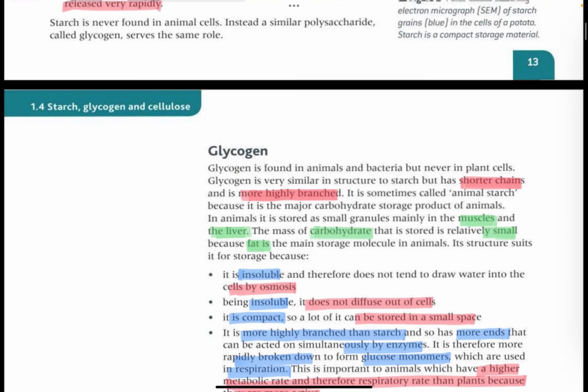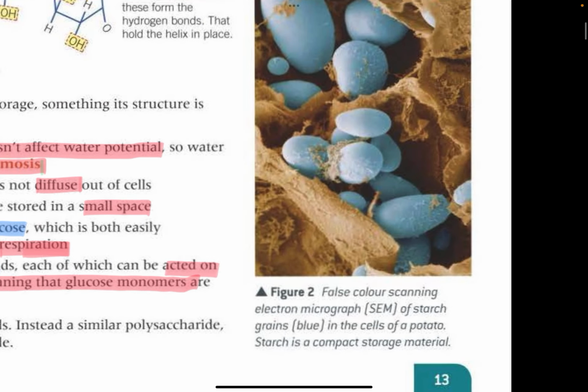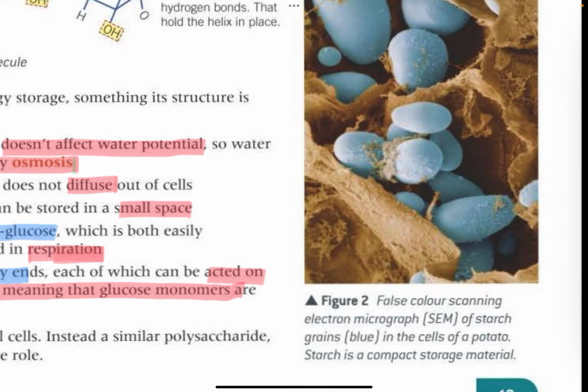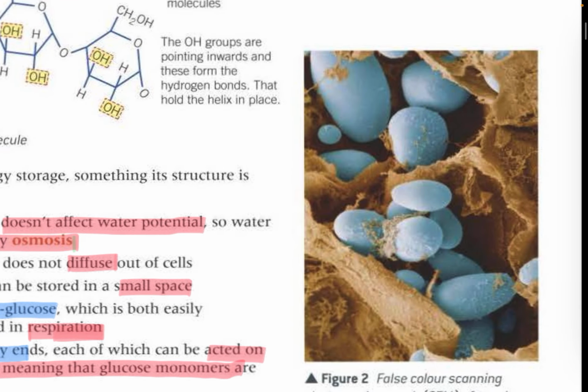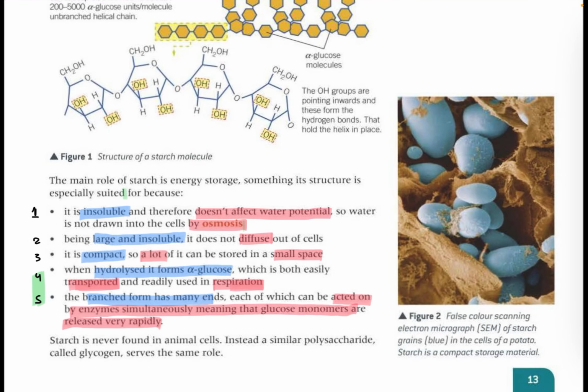So we have glycogen after this, but essentially this is our little micrograph of the starch. And you can kind of see it's in blue because the iodine test results in it kind of having a blue-black color.